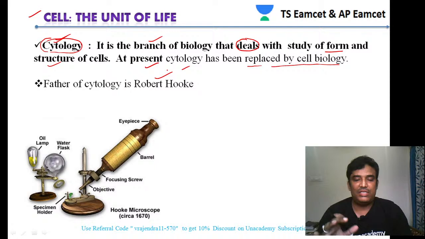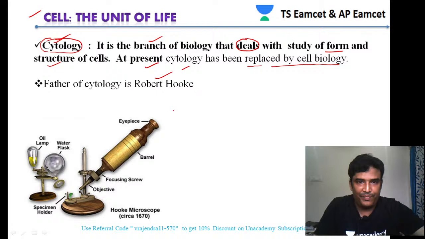He is a person who has extensively studied the cell, that is Robert Hooke. So what has he studied? He discovered the cell. The cell was first discovered by Robert Hooke. So, the first time, the discovery of the cell.